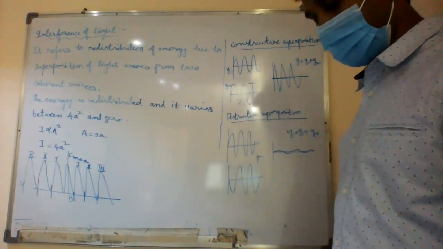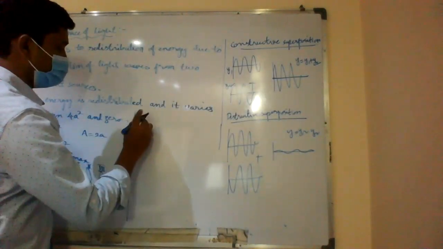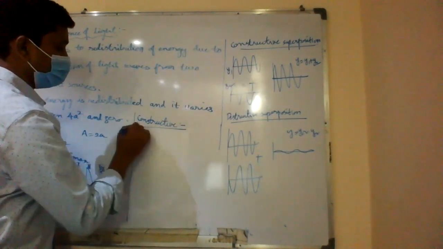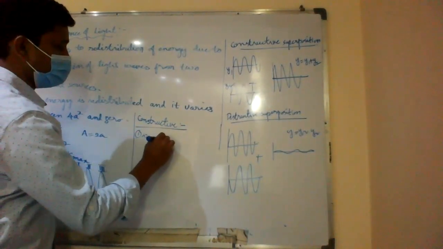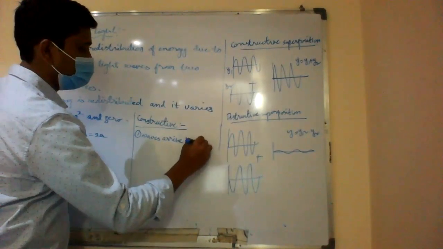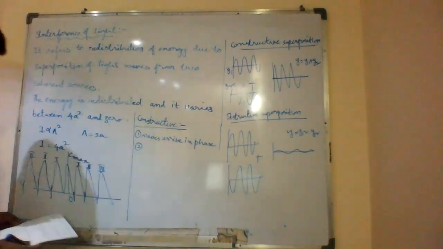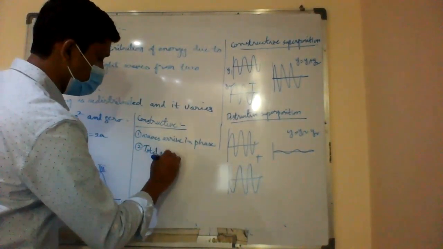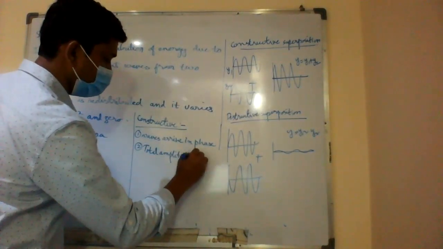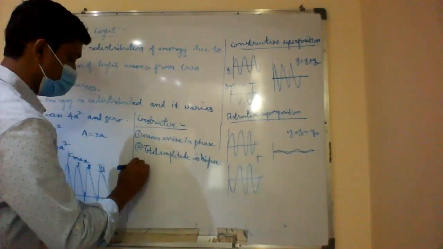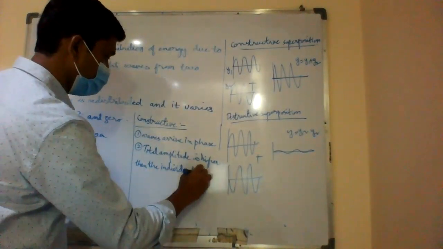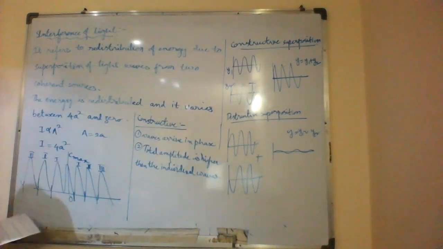In constructive superposition, what will happen? The waves arrive in phase. The second point is the total amplitude is higher than the individual waves. Okay, this is about constructive superposition.